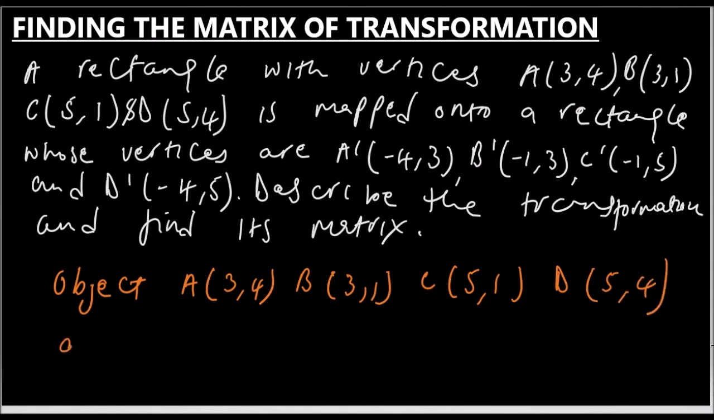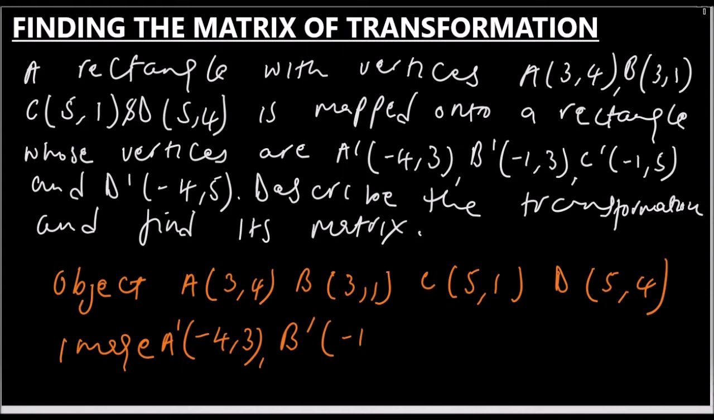Then we have the image, the coordinates of the image. We have A prime, the image of A, which is given as (-4, 3). B prime is (-1, 3), C prime is (-1, 5), and D prime is (-4, 5).